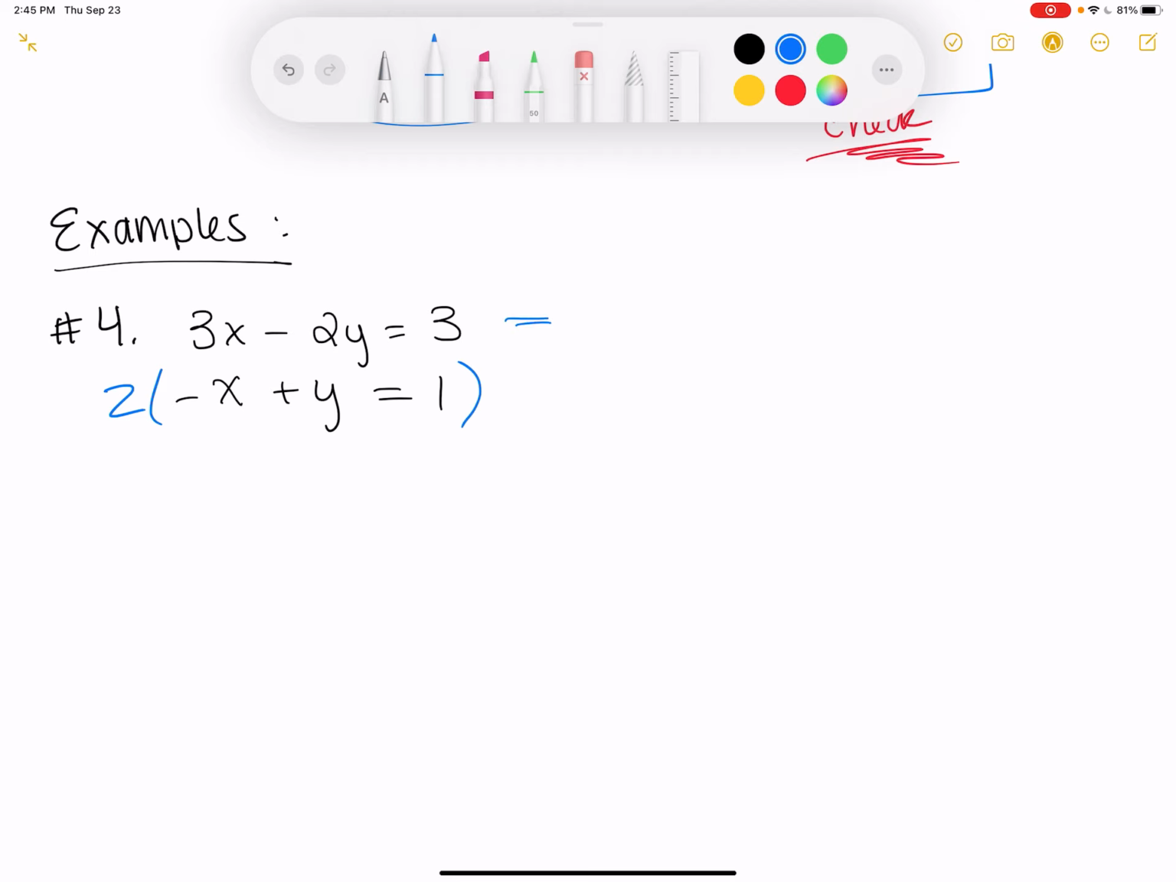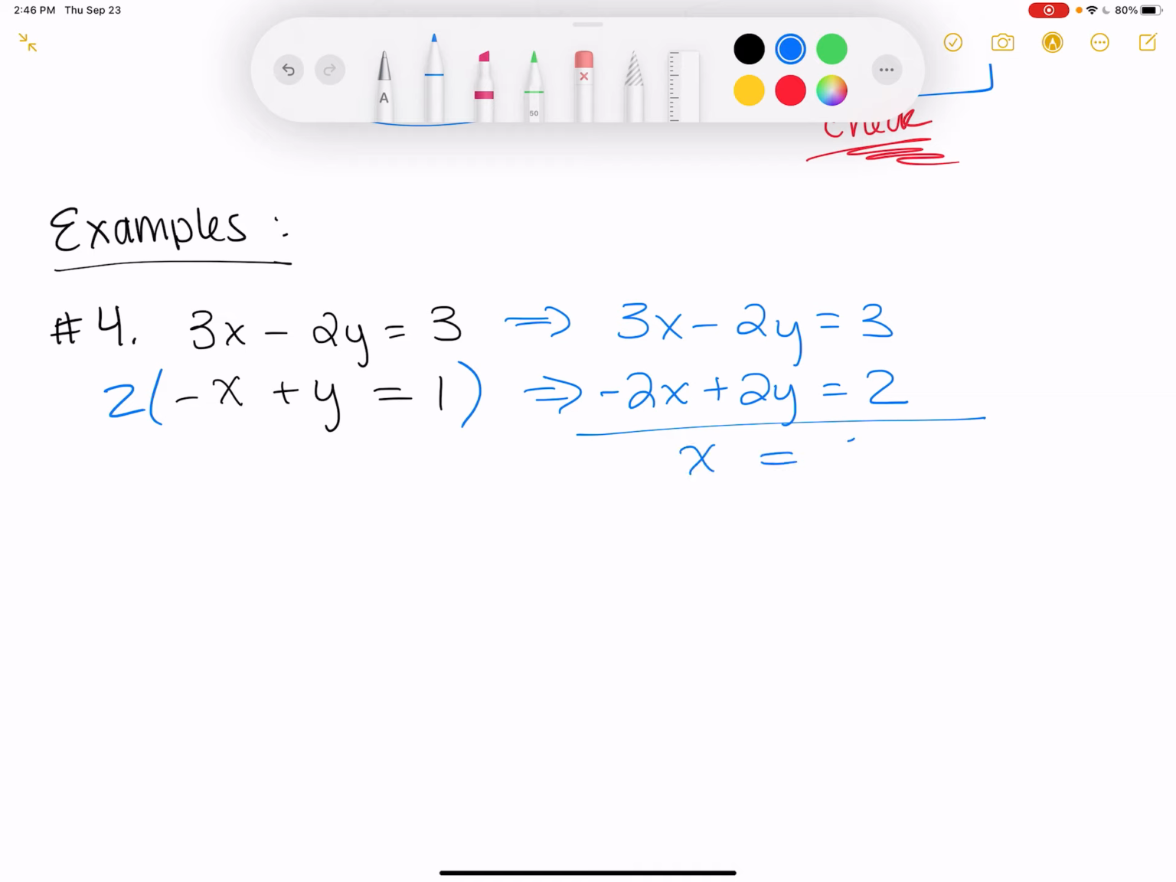So I'm going to rewrite. I'm just going to copy the top one over. 3x minus 2y equals 3. And then the bottom one, I'm going to multiply everything by 2. So it's going to be negative 2x plus 2y is equal to 2. So again, like I said, the y's are now going to cancel. They both have a 2 in front. They're opposite signs. So 3x minus 2x is just x is equal to 5.